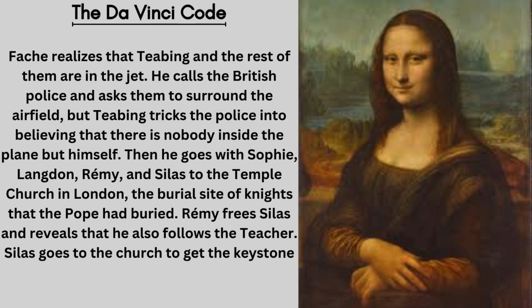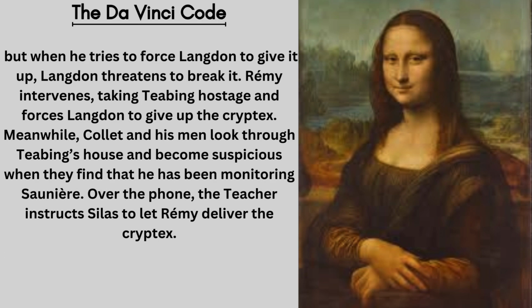Fash realizes that Teabing and the rest of them are in the jet. He calls the British police and asks them to surround the airfield, but Teabing tricks the police into believing that there is nobody inside the plane but himself. Then he goes with Sophie, Langdon, Remy, and Silas to the Temple Church in London, the burial site of knights that the Pope had buried. Remy frees Silas and reveals that he also follows the teacher. Silas goes to the church to get the keystone, but when he tries to force Langdon to give it up, Langdon threatens to break it. Remy intervenes, taking Teabing hostage, and forces Langdon to give up the cryptex.